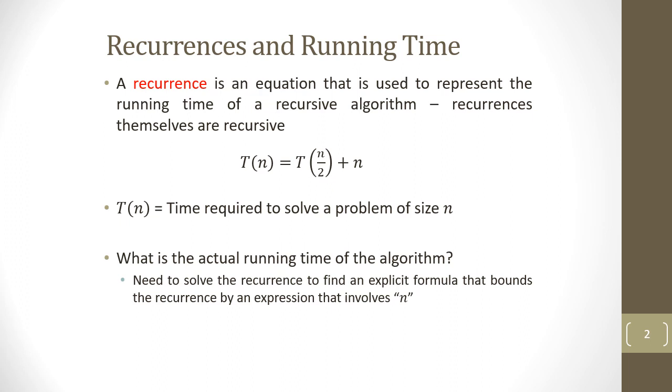So what is the actual runtime of an algorithm? To find the actual runtime of a recursive problem, we first need to solve the recurrence. We first need to find the recurrence relation, and then we need to solve it to find an explicit formula that involves the value of n. So we need to remove the t part on the right hand side and we just need the n part on the right hand side. So we need a solution that just contains the n term on the right hand side without the t part.